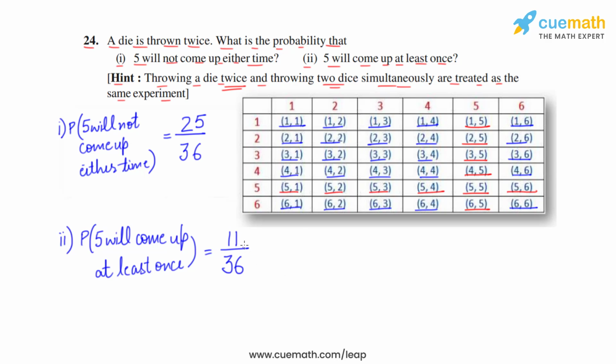So 11 by 36. This can also be calculated as 1 minus 5 will not come up either time, because at least one is 1 minus not happening. So it can also be 1 minus 25 by 36, which will also be 11 by 36. So probability 5 will not come up either time is 25 by 36. Probability 5 will come up at least once is 11 by 36.